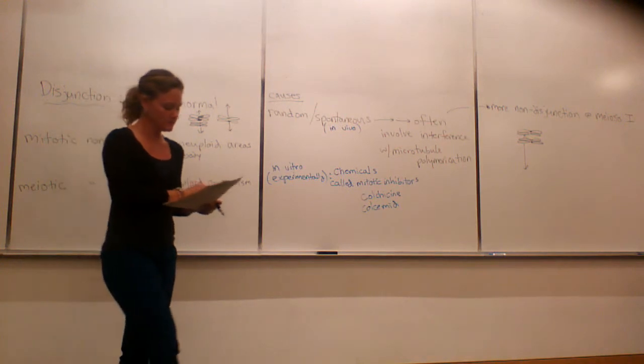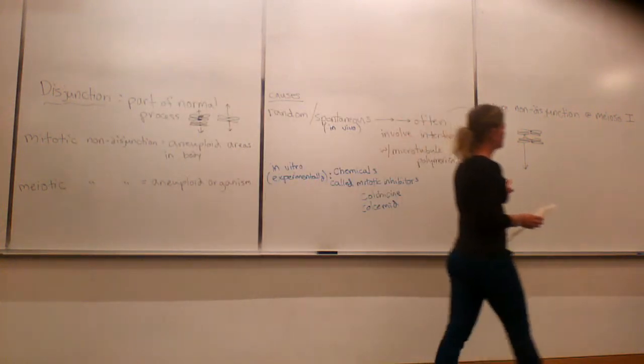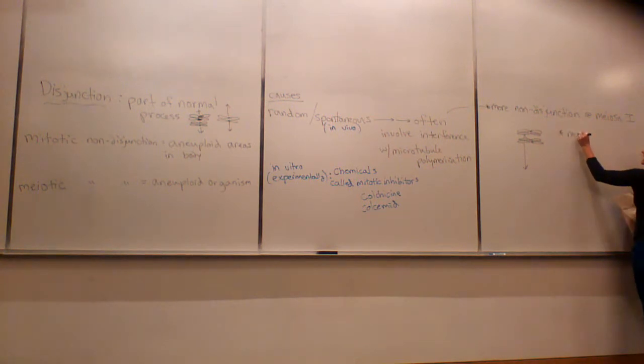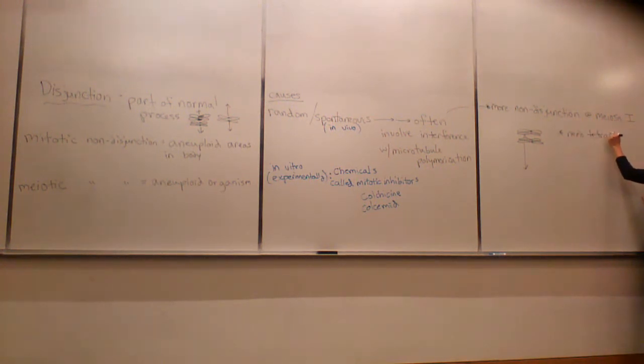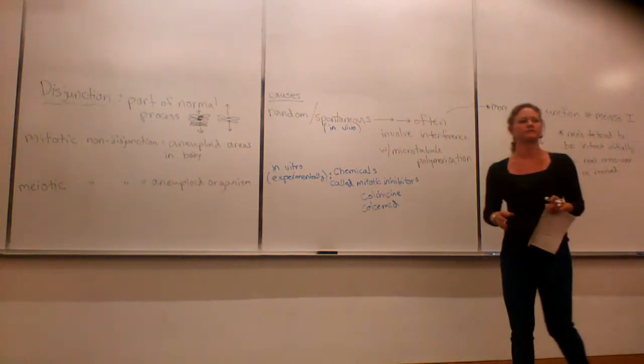Okay. So for the system to go correctly, you need that tetrad to be intact initially, right? And then you need it to be able to be separated, that crossover to be resolved. So if they're still hooked together, often we see them get pulled to one pole or the other within the cell.